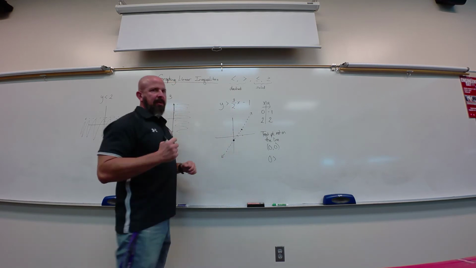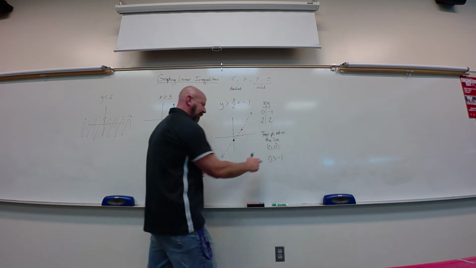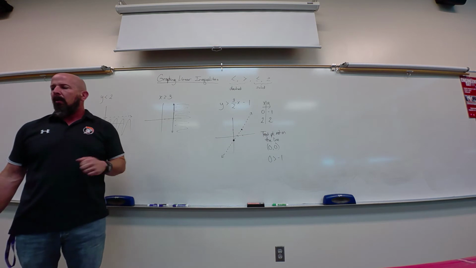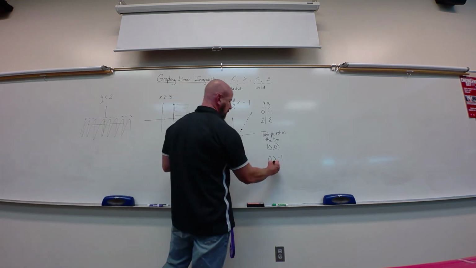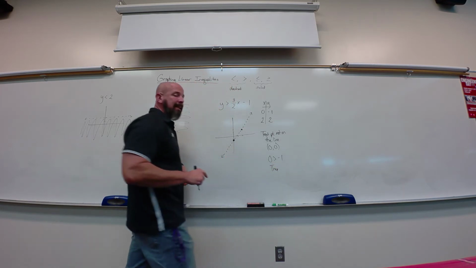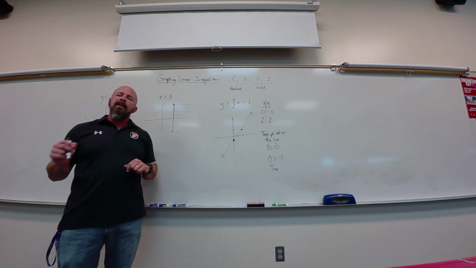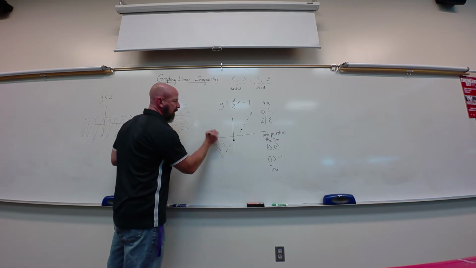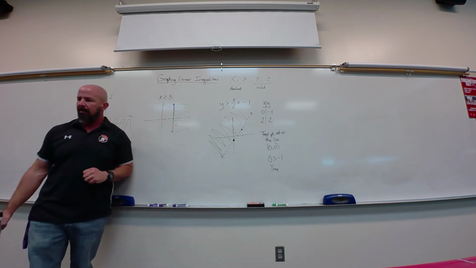3/2 times 0 is 0. 0 minus 1 is negative 1. So now the question is, is that true or false? Is 0 greater than negative 1 or not? And yes, 0 is greater than negative 1, so that's true. If that's true, then the point 0, 0 is true, which means every point on the same side as 0, 0 is also true. So I'm going to shade towards that 0, 0. My test point gave it away.